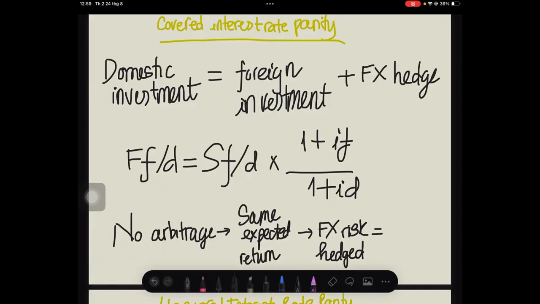This is the standard formula. F_FD is the forward exchange rate, S_FD is the spot exchange rate, i_F is the foreign interest rate, and i_D is the domestic interest rate. Now notice something important. If the foreign interest rate is higher than the domestic interest rate, the forward exchange rate must adjust. That adjustment prevents a risk-free arbitrage opportunity.